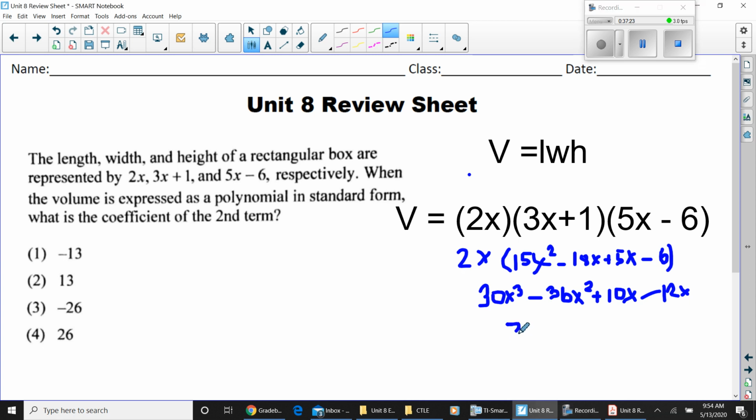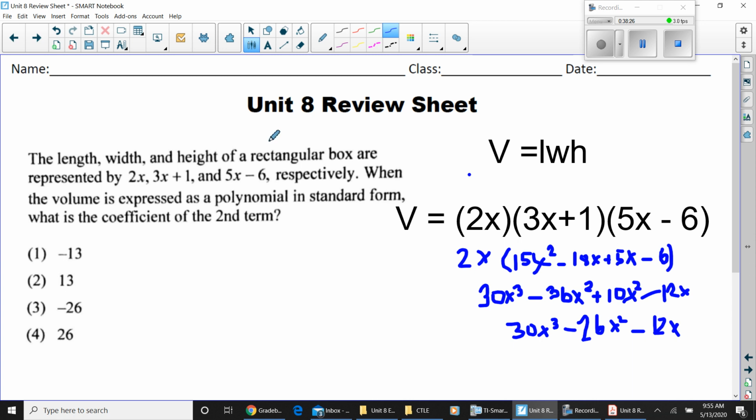So there's no other x to the third, so we're going to bring down that 30x to the third. The x squareds: 2x times negative 18x is negative 36x squared, and then 2x times 5x is 10x squared. I forgot about that squared there. That's why I was hesitating before. So negative 36 plus 10x squared is negative 26x squared. And I'm having a lot of trouble writing here, but that's negative. And then also the 2x times negative 6 is negative 12x.